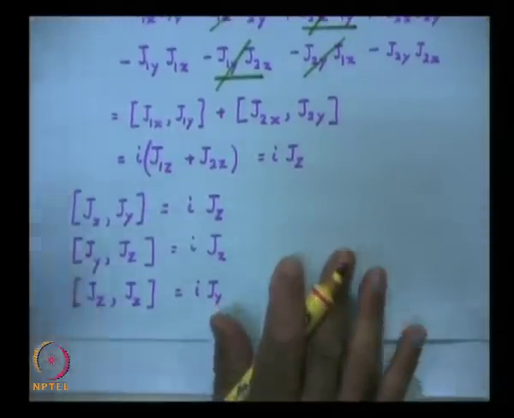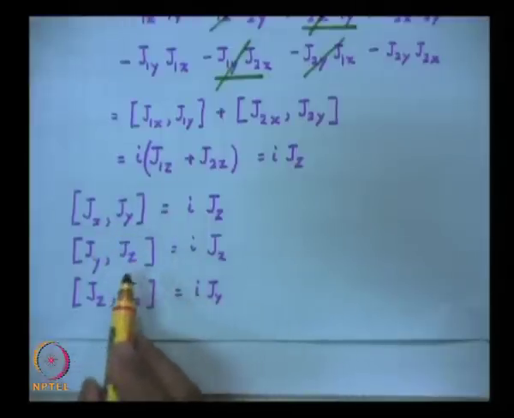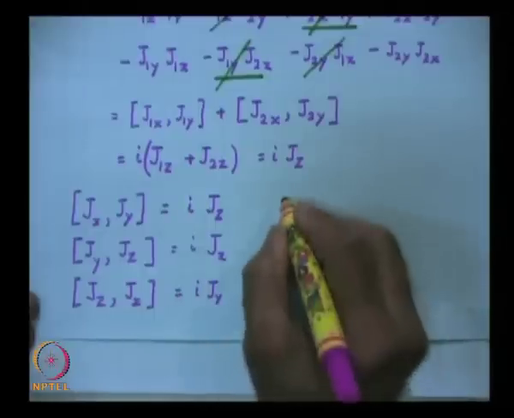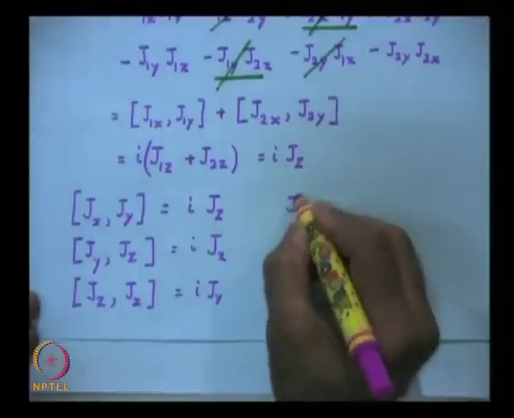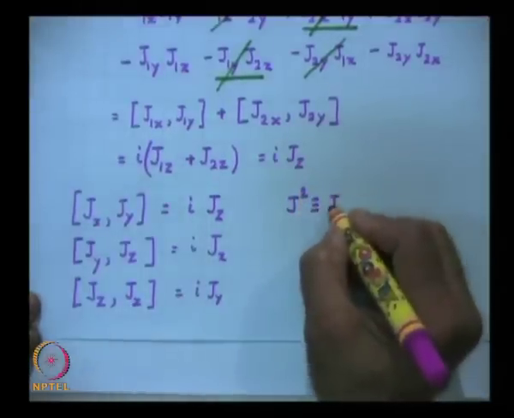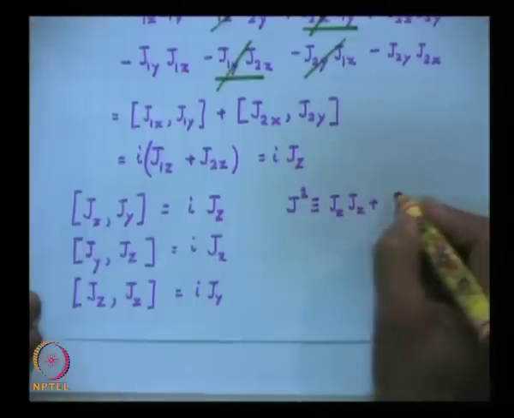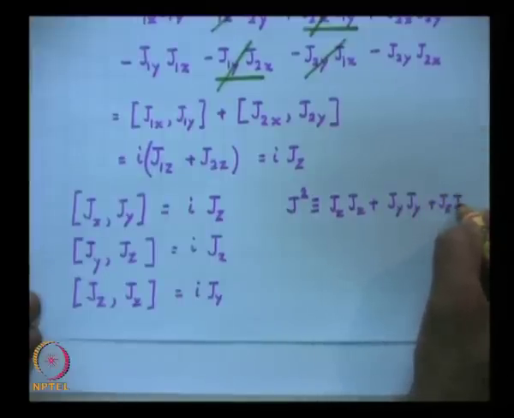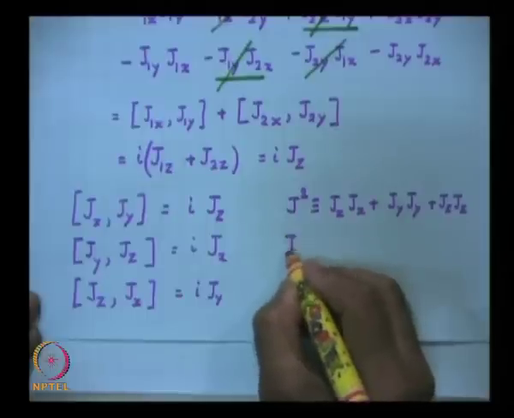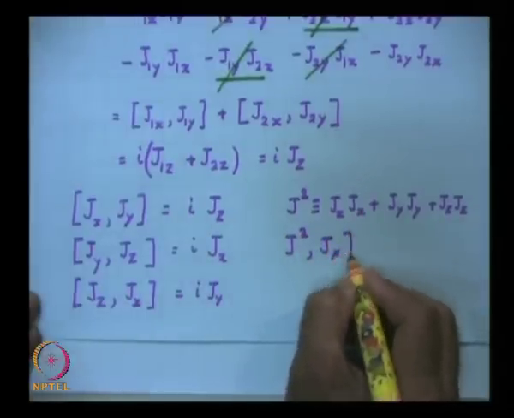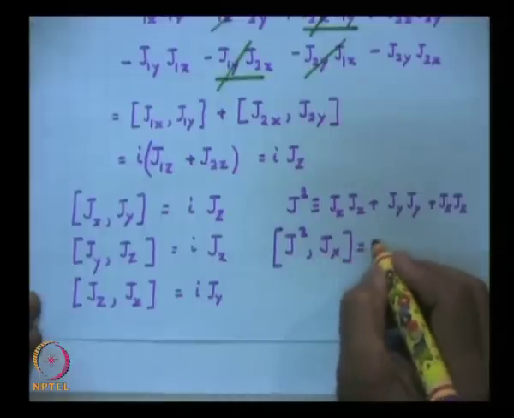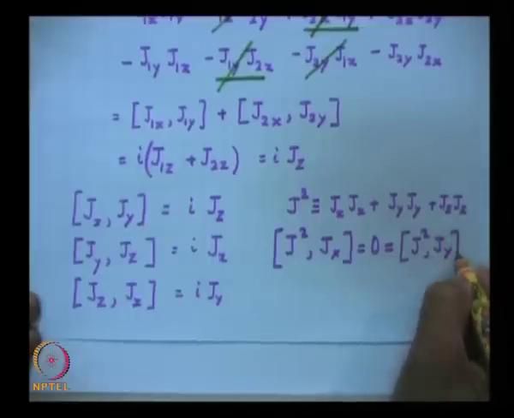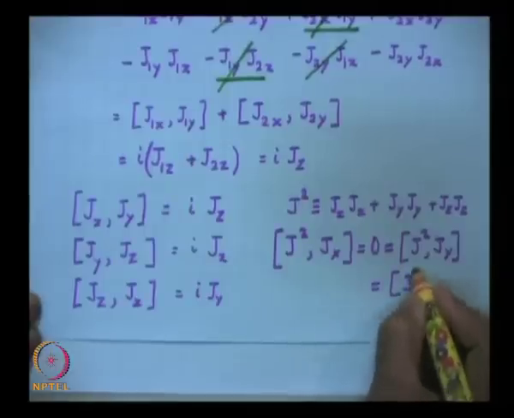So, therefore, the components of J, the total angular momentum vector, also satisfy the same commutation relations, and one can show, as we had done earlier, that the operator J square, which is defined as Jx square plus Jy square plus Jz square, will commute with Jx, J square will commute with Jy, and J square will commute with Jz.